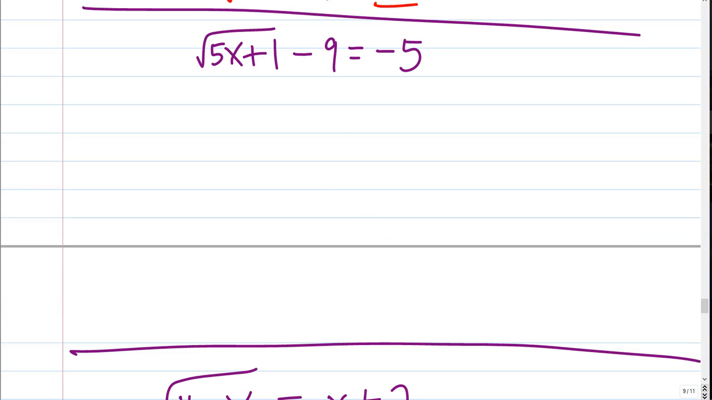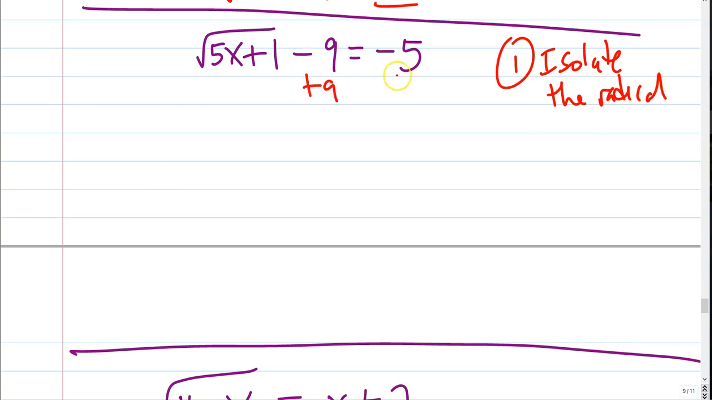Next one. Do not square this. The first step said to isolate the radical. See, all of this is happening inside this radical, and this minus 9 is happening last. If I do inverse operations, we have to deal with that first. Technically you could square this side, but you'd have to distribute this whole mess. It's not worth it. Isolate the radical first. Okay? So we're going to add the 9 to do that.